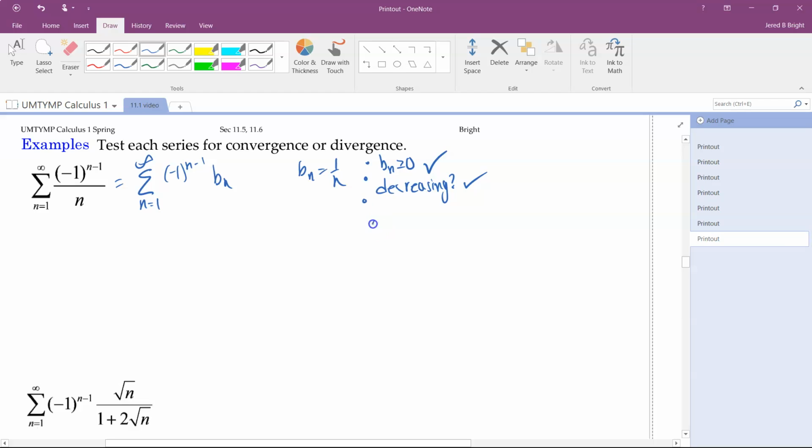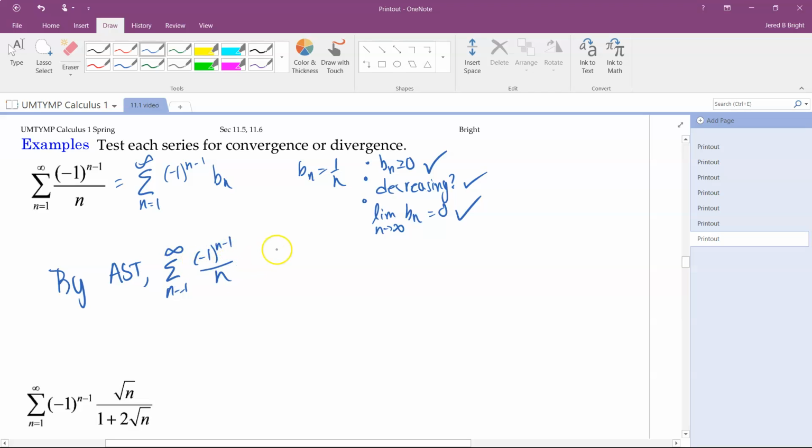Then the last condition that we need: is the limit of b_n as n goes to infinity 0? Well, yeah. Okay. So then, really, you can say by the alternating series test, I'm abbreviating, the series from n = 1 to infinity of (-1)^(n-1)/n converges. Okay. So, one example under our belt.